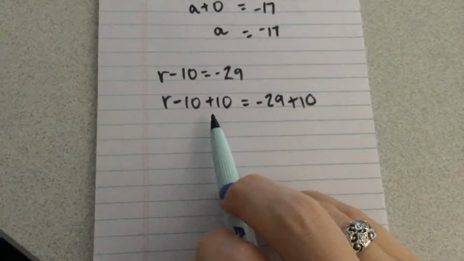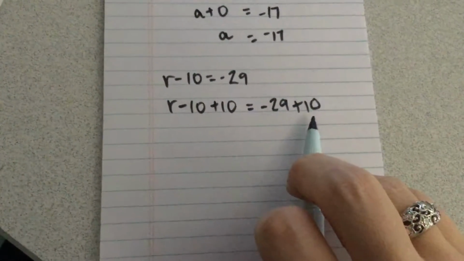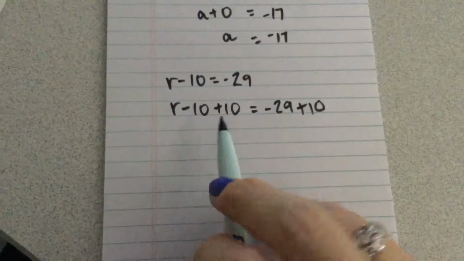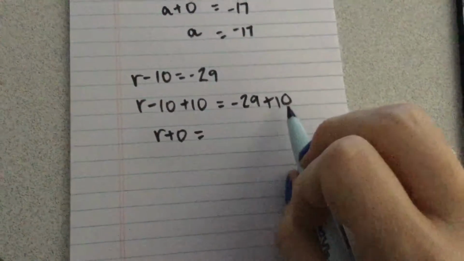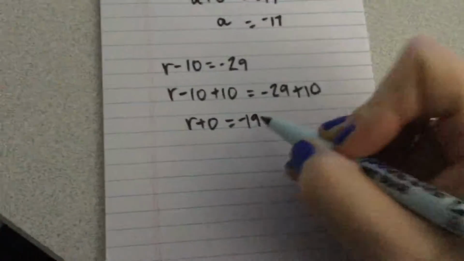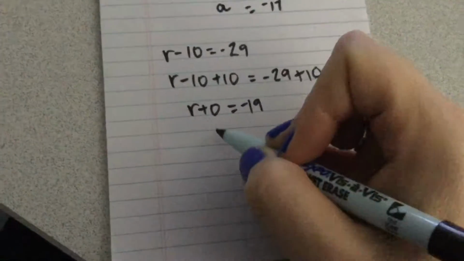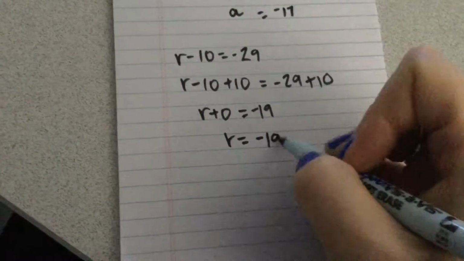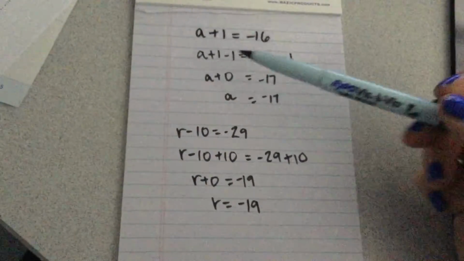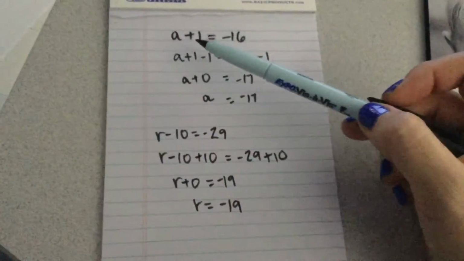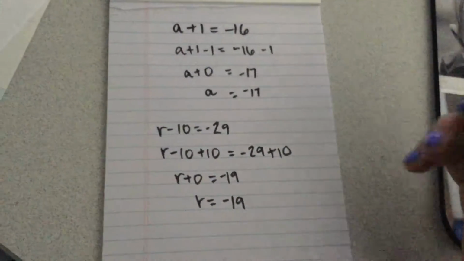So when I add 10 to the left side of the equation, I have to add it to the right. Negative 10 plus 10, that equals 0. Negative 29 plus 10 is negative 19. R plus 0 is just R, so R would equal negative 19. So that's how I isolate the variable if it has a number being added to it or subtracted.